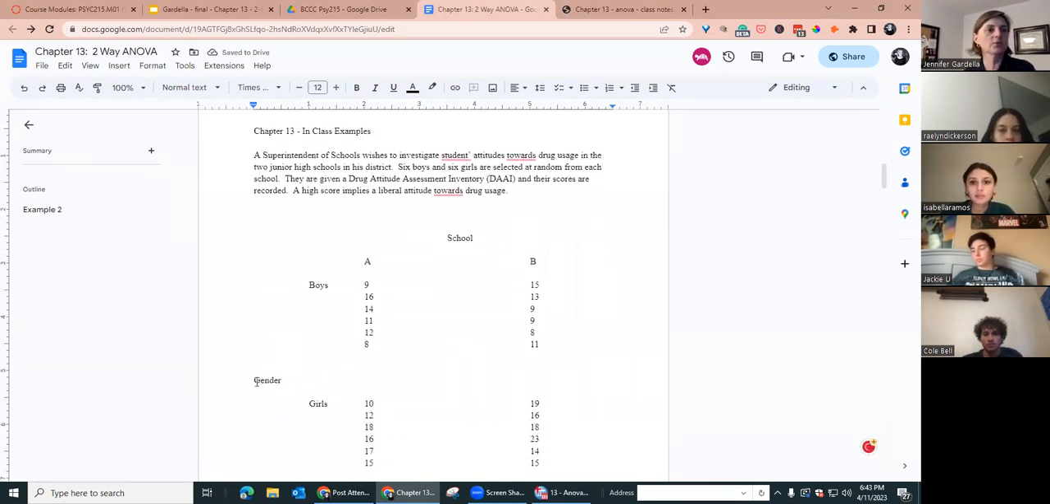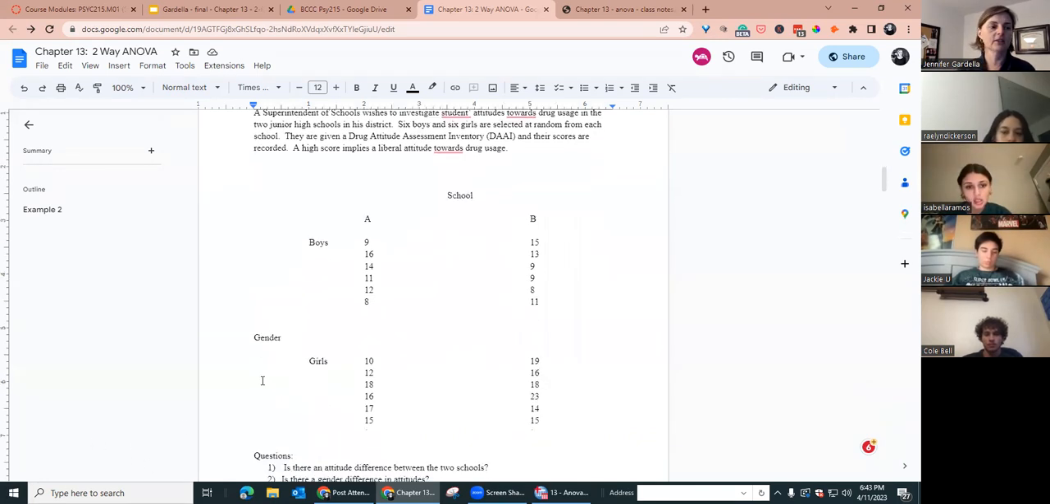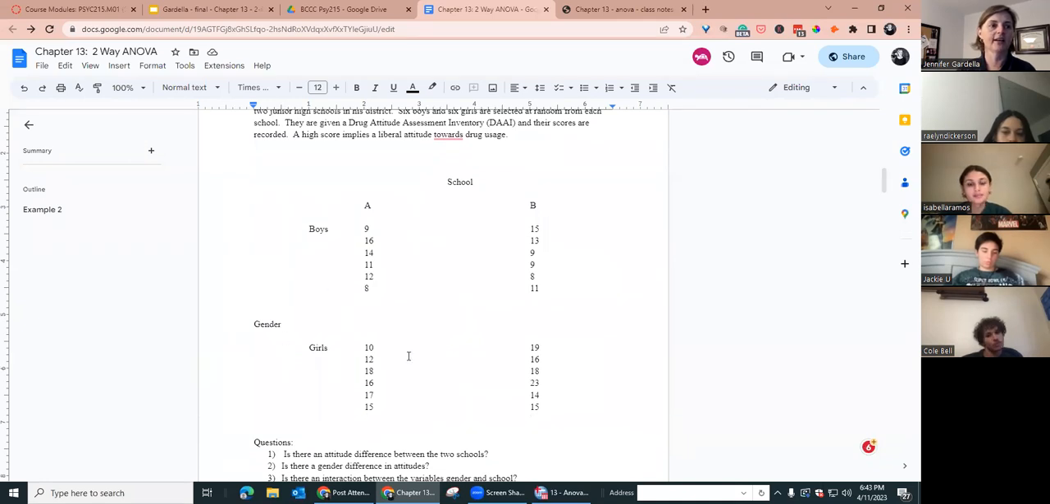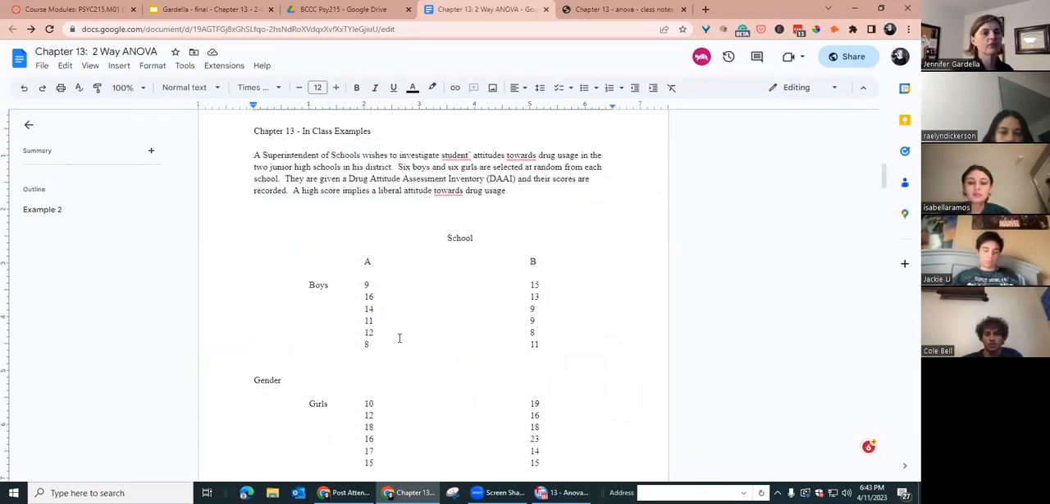A superintendent of schools wishes to investigate students' attitudes towards drug use in 2 junior high schools in his district. So we are comparing school A with school B. And we are comparing, is there a difference with gender, boys and girls? 6 boys and 6 girls are selected at random from each school, and they are given the DAAI, which is the Drug Attitude Assessment Inventory, and their scores are recorded. A high score implies a liberal attitude towards drug use.